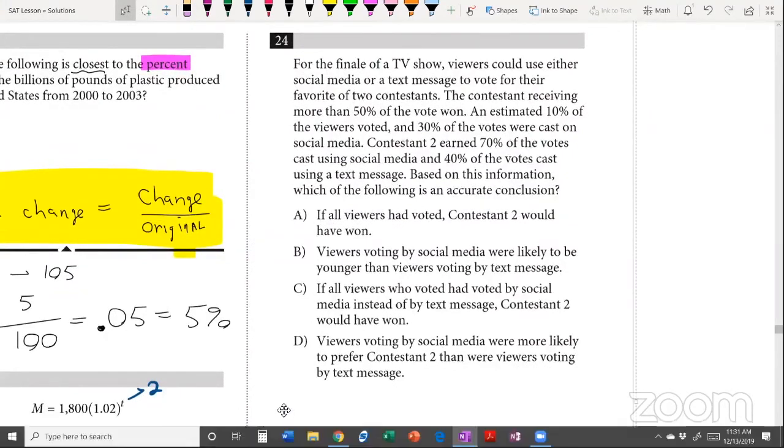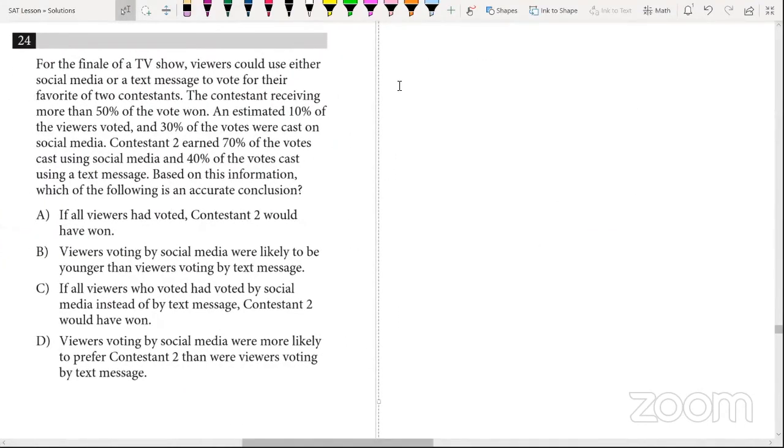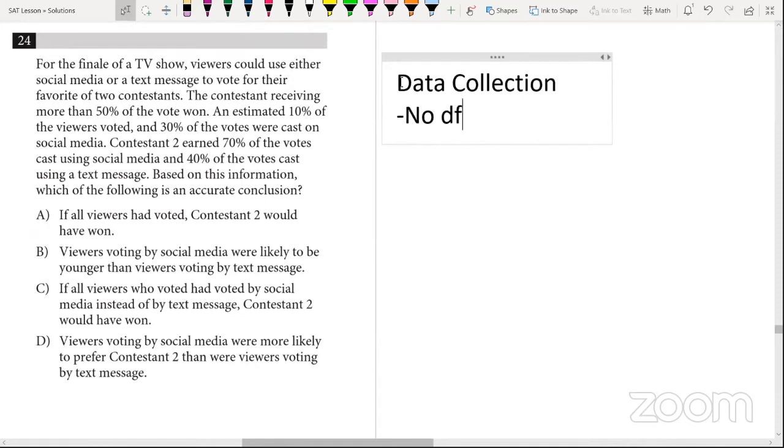24 is our data collection question. So the SAT asks us about research that was conducted, and it asks us if it was done correctly or not. On a data collection question, there's 3 things to look out for. Number 1, you want no definitive statements. We can never say what's definitely going to happen or what's 100% sure to be the case, because the best research in the world is just going to give you the best educated guess in the world.